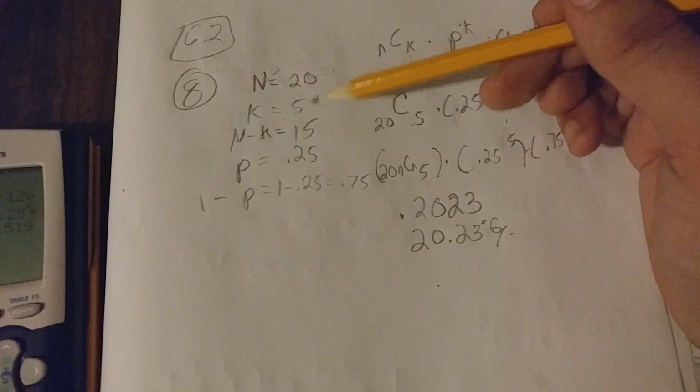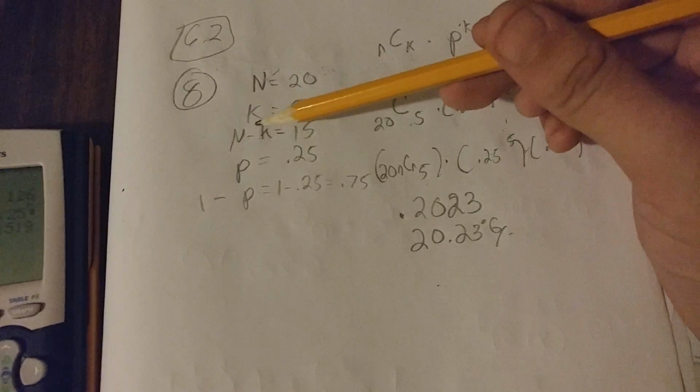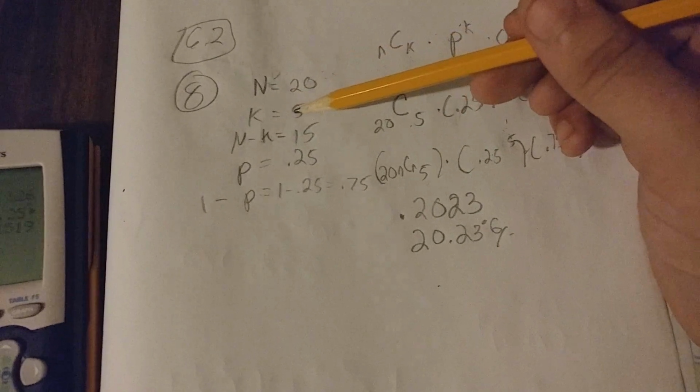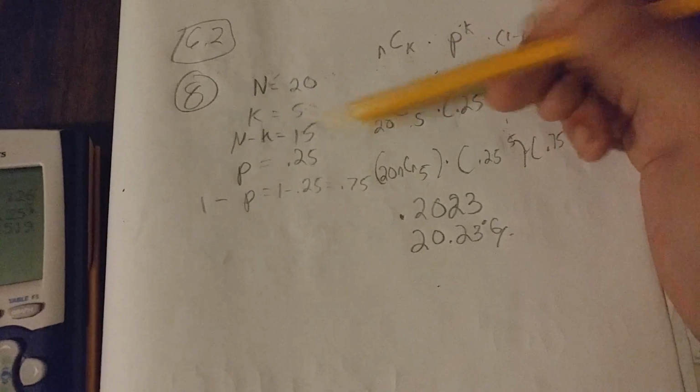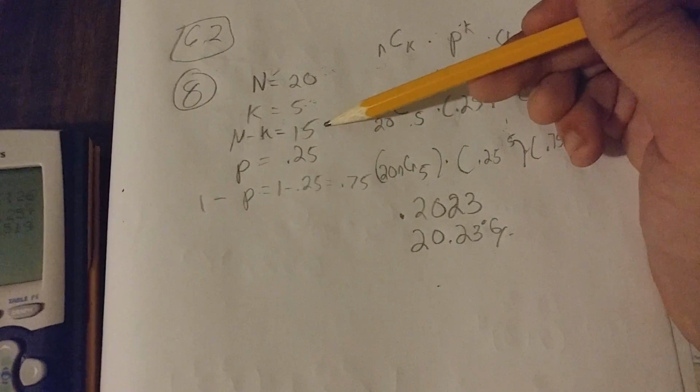So I have to also calculate if I get 5 right, how many I get wrong. So out of 20 questions, I'm going to subtract 5, 20 minus 5, which gives me 15. That's how many I'm getting wrong.